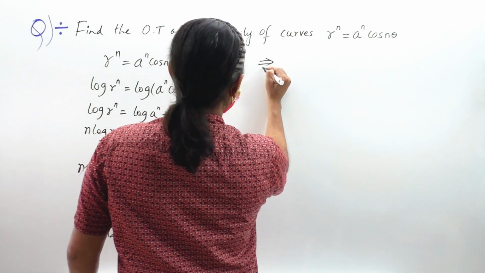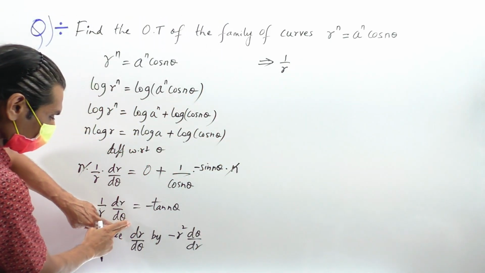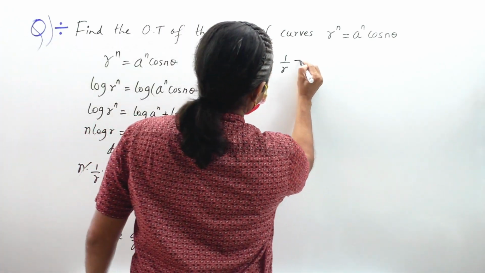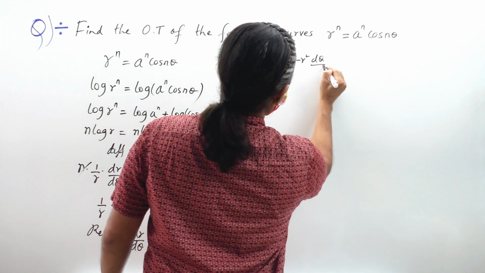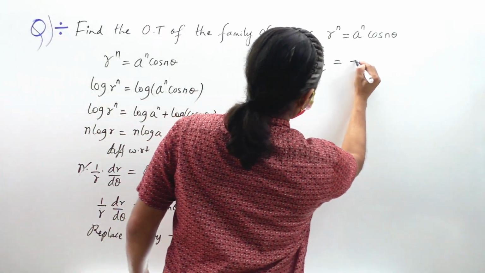Okay. Now let's write it here. That implies we have 1 by r into, replace dr by d theta. In place of dr by d theta, you put what? Minus r square d theta by dr equals minus tan of n theta.